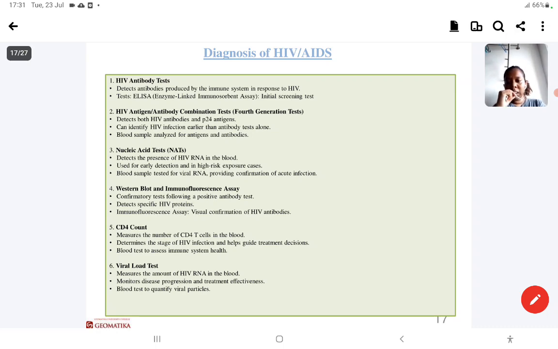So number six will be the viral load test. It measures the amount of HIV RNA in the blood and monitors disease progression and treatment effectiveness. A blood test to quantify viral particles.